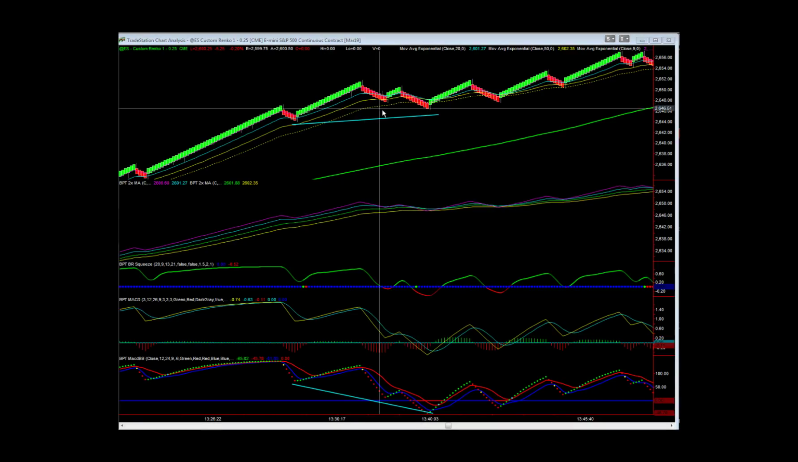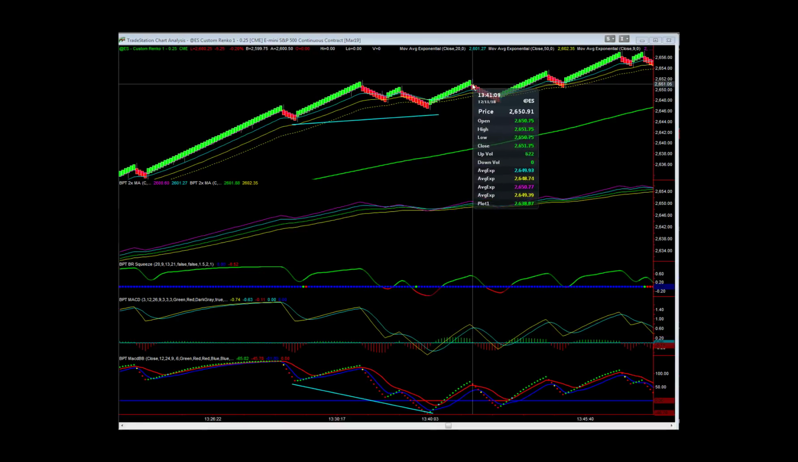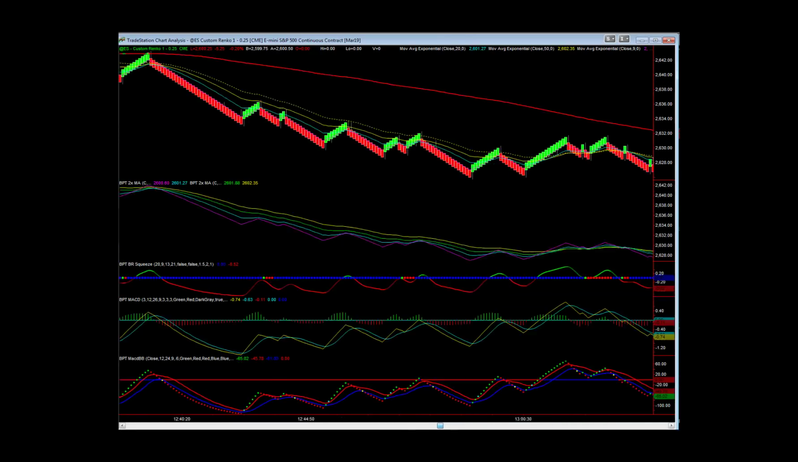You have sort of an ABC type correction here, ABC. Again, moving averages are still bullishly stacked. They're pinching, so that was a good long trade there. So that's some things to look at if you want to get more advanced. That works on shorts too, and downtrends.